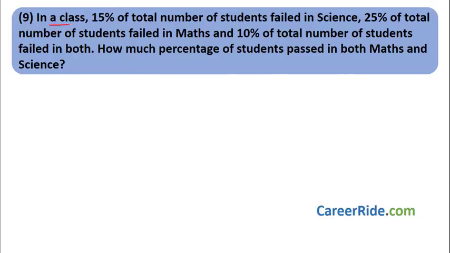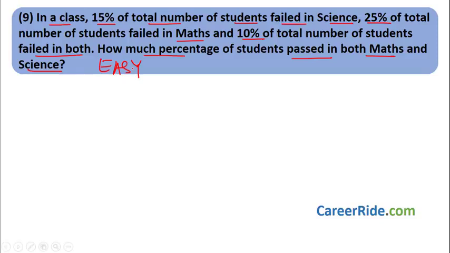Question number 9. In a class, 15% of the total number of students failed in science, 25% of the total number of students failed in maths, and 10% of the total number of students failed in both. How much percent of students passed in both maths and science? Again, a very easy sum. There's a very small technique to solve these kinds of sums. These are very popular in exams.